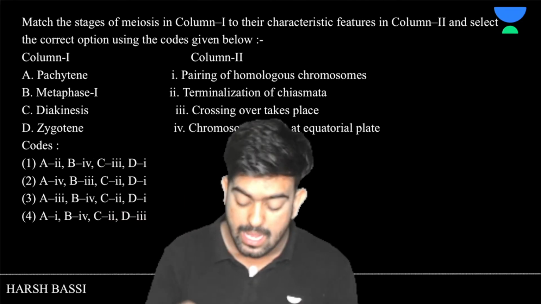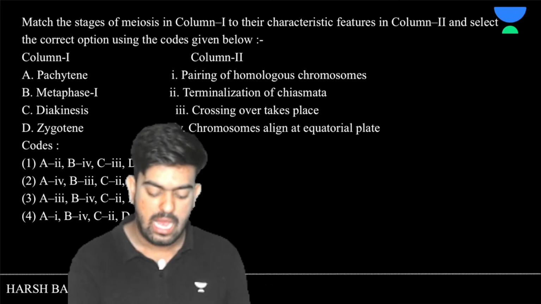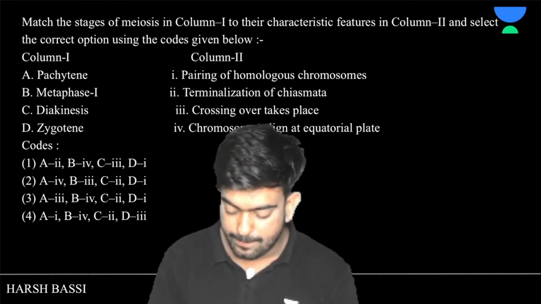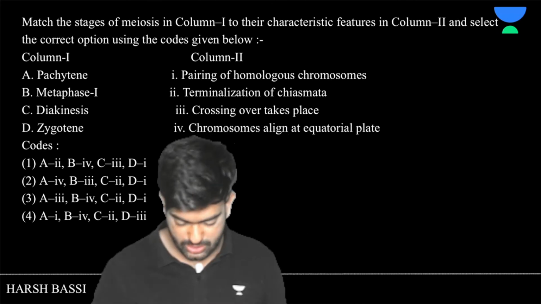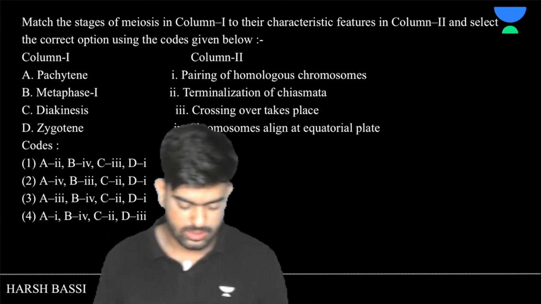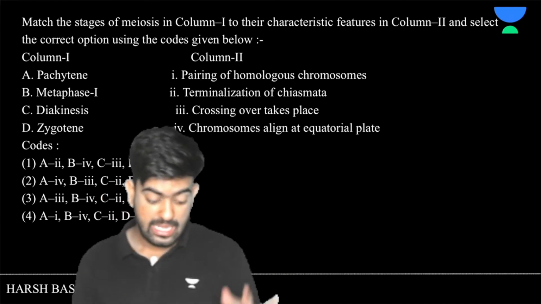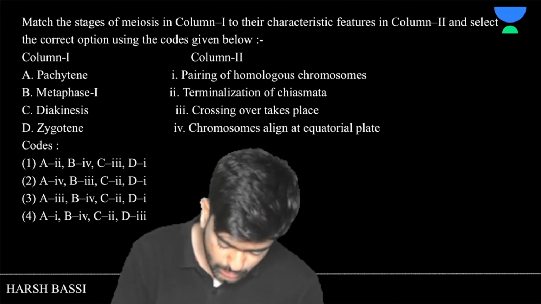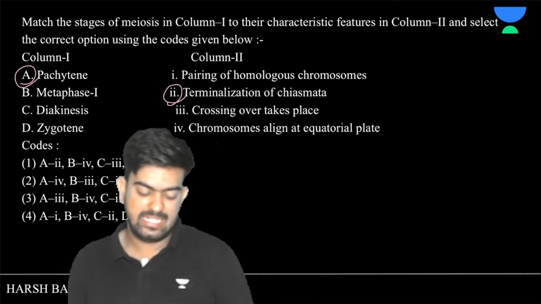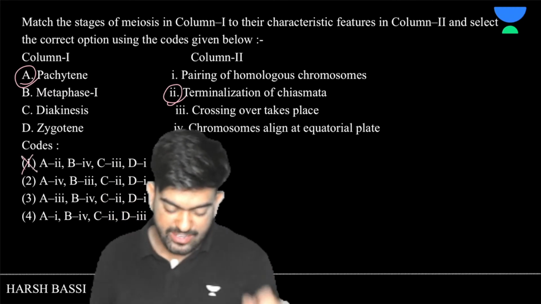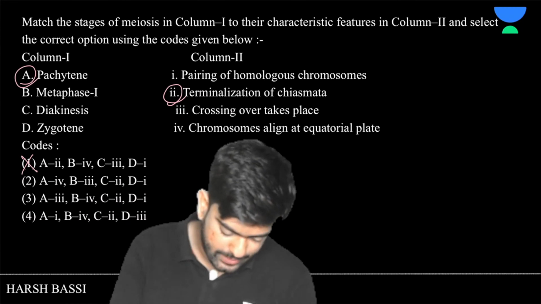Okay, great. Again, match the following. How can we solve these match the following questions? By reading the options. A2 says terminalization of chiasmata. No, sir. A4, chromosomes lying at the equatorial plate. No, sir.